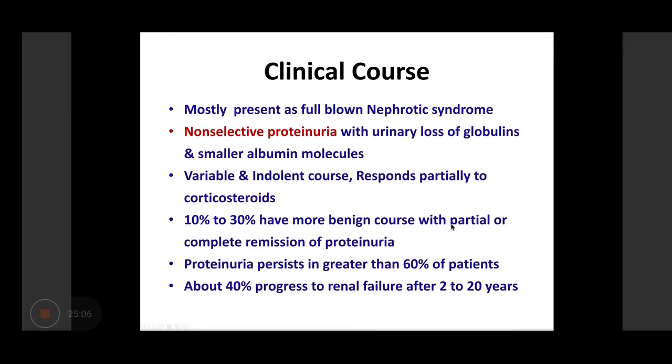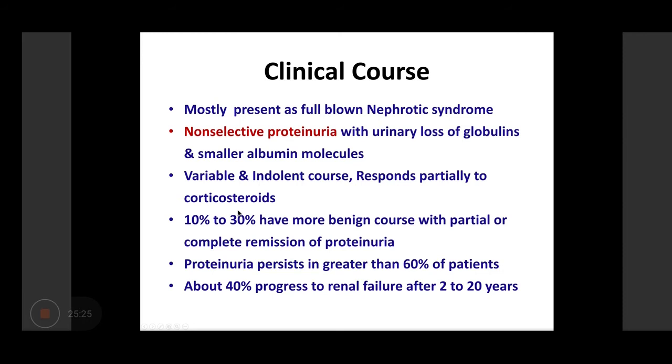How do these patients clinically present? They present with very heavy proteinuria. The degree of proteinuria is in fact much heavier than even minimal change disease. The difference from minimal change disease is that this proteinuria is non-selective in nature. That is, there is loss of both albumin as well as larger globulin molecules.